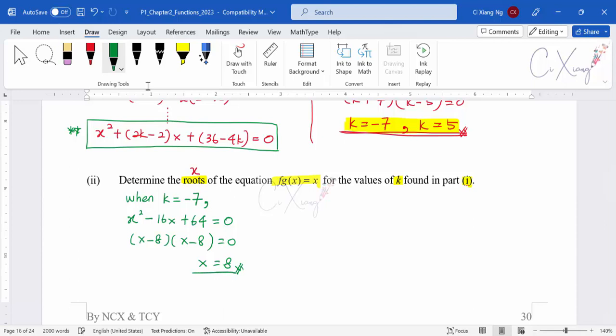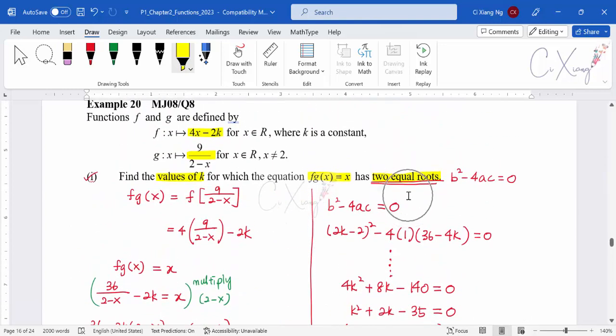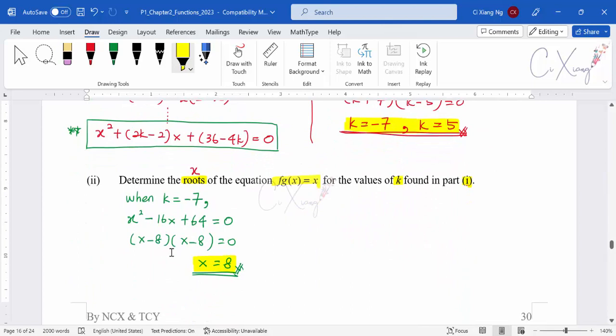So this is the first answer for x, when k equals negative 7. By right, you should have one value for x only for a value of k, because they already mentioned that the composite function equals x is having two equal roots. So that means when you solve for the roots, you should have two equal roots here, x equals 8 and also x equals 8. Therefore, eventually you have only one answer, which is x equals 8.